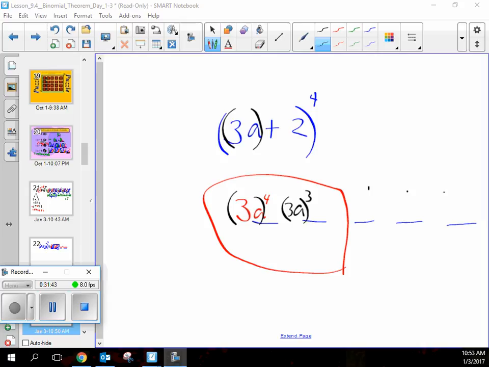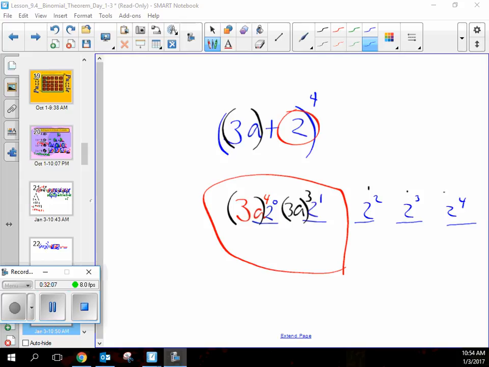Then we go through and do the other one, which is a 2, but you do that in ascending order, where the 2 is to the 0 first, 2 to the 0, and then this one has a 2 to the 1 on it. You get what I'm saying there? And I would have kept going and said this is 2 to the second, 2 to the third, 2 to the fourth. And then I have to go back and do Pascal's triangle.